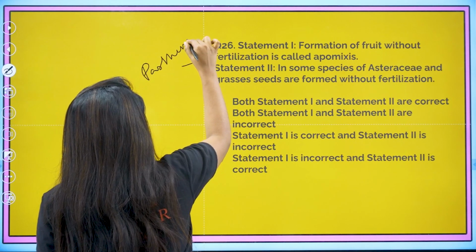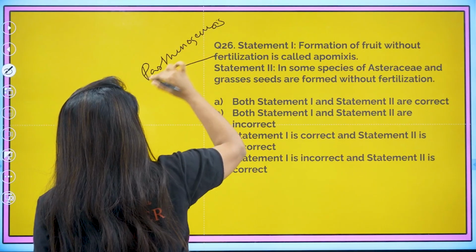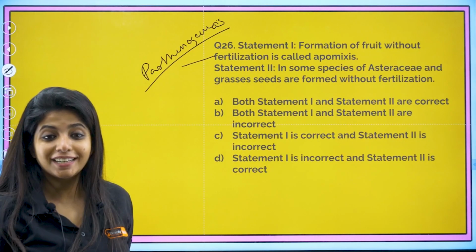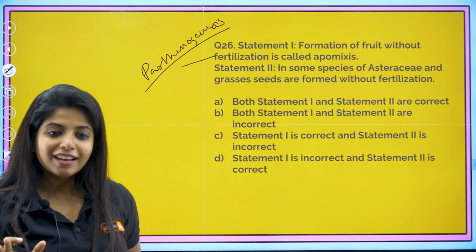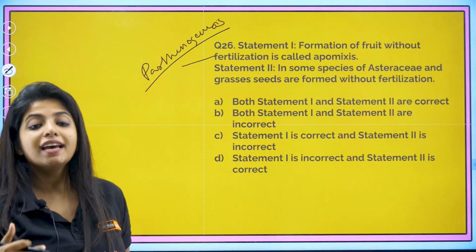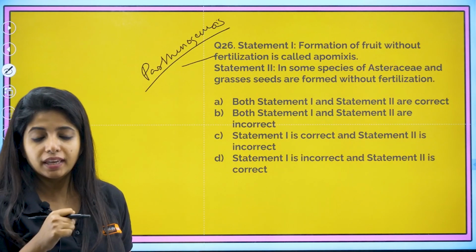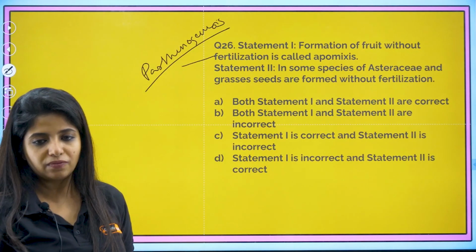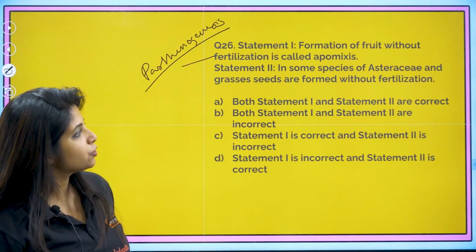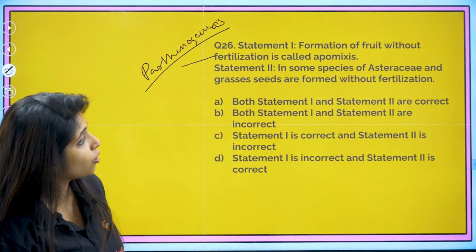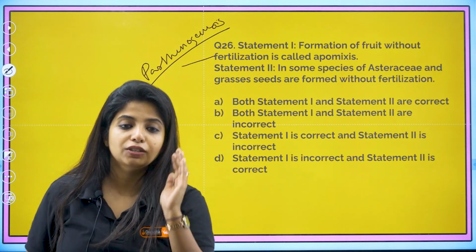parthenogenesis. There the ovary is turning into a fruit, but the ovule is not turning into a seed. So formation of fruit without fertilization is known as parthenogenesis. It happens in banana. That is why banana does not have a seed. Okay, so you can make seedless type of plants with the help of that. Now statement 2, in some species of Asteraceae and Grasses, seeds are found without fertilization. That's your turn to answer.